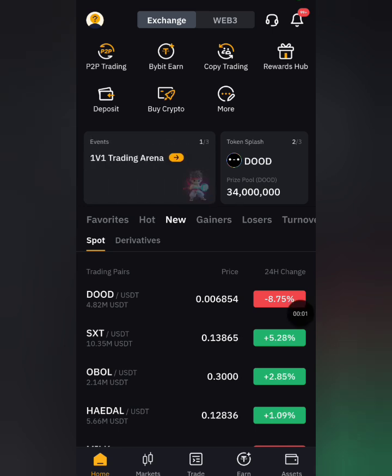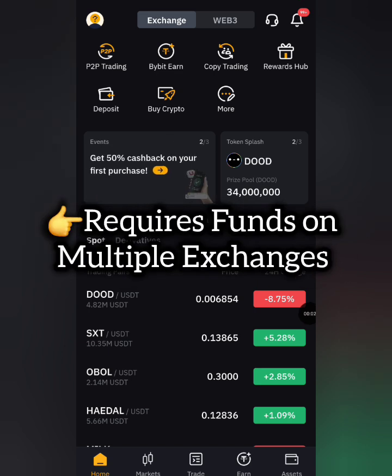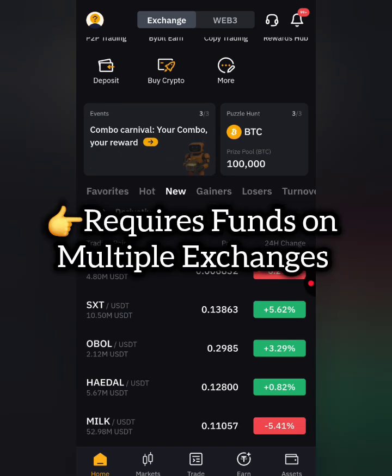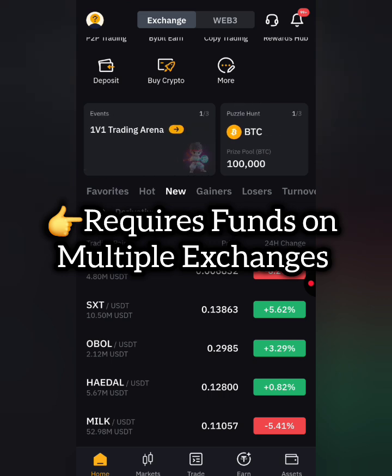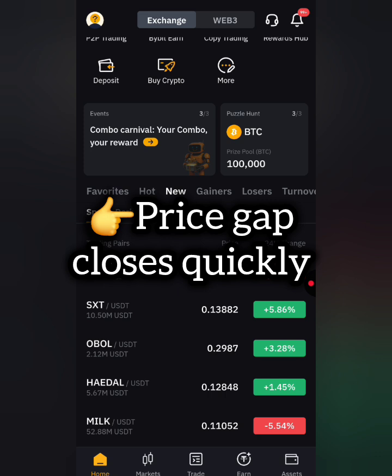Now, another weakness is it requires funds on multiple exchanges, because cross-exchange arbitrage is something where your funds need to be ready so that whenever you actually find the cross-exchange arbitrage opportunity, you'll be able to perform it real quick before the opportunity actually goes off, okay? And the last weakness on my list is the price gap closes quickly.